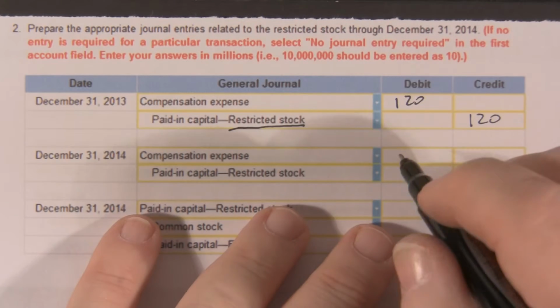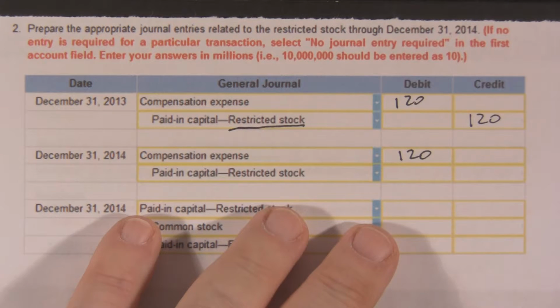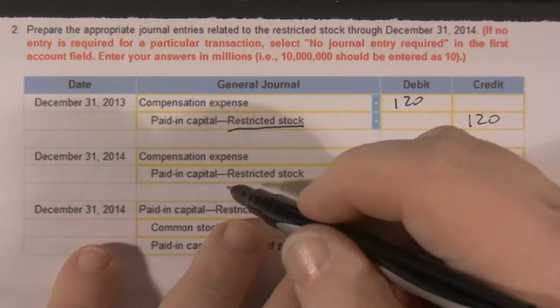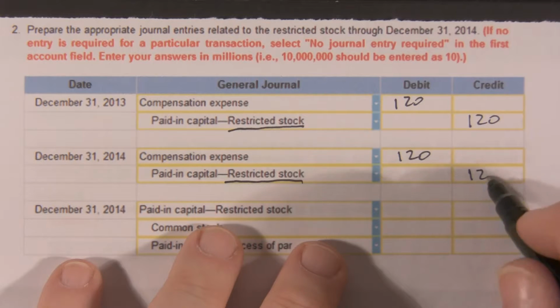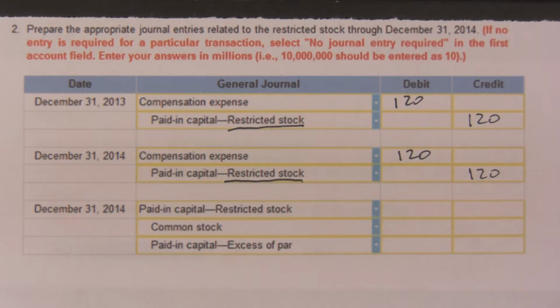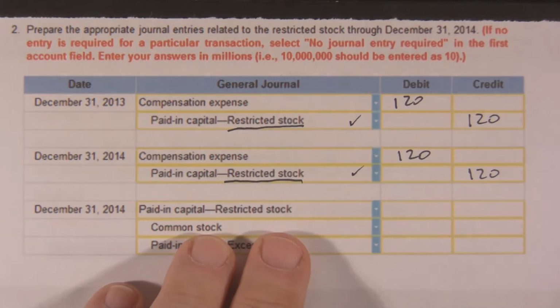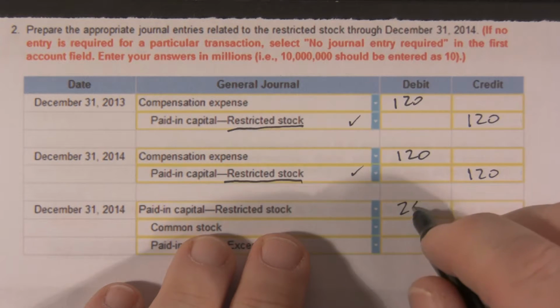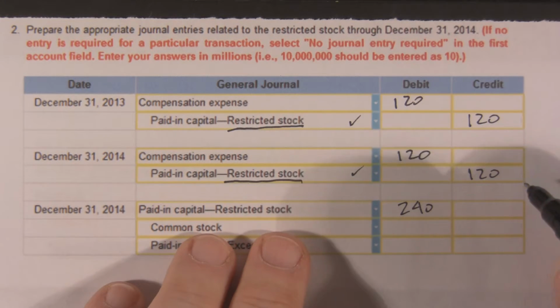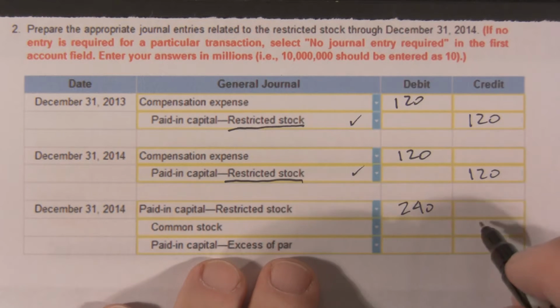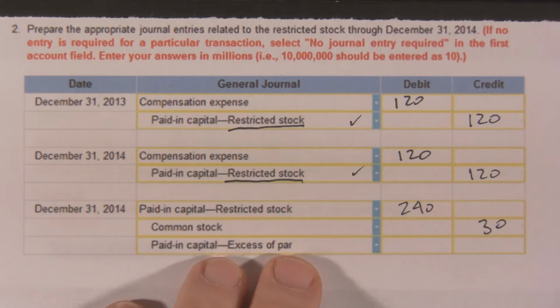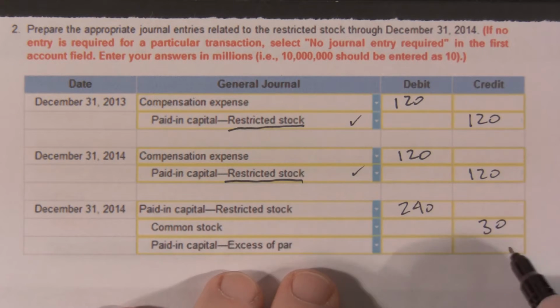Then the next year we have another 120 million, because remember, the employees have to stay 2 years. So the period of benefit is 2 years, so we use this up over 2 years by recognizing half each year for our compensation expense. Once the 2 years are finished, we're then going to reverse out these two entries. Okay, so we're going to have paid in capital debit 240 million. That makes these two go away. We're going to have common stock, dollar par, so 30 million shares at $1 each. The additional paid in capital is 210 million.